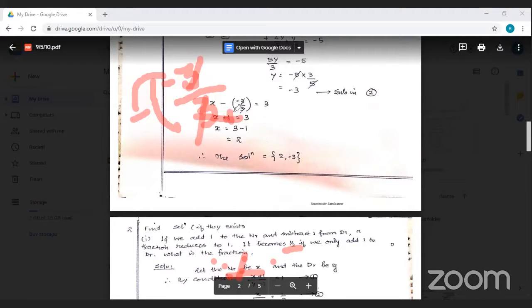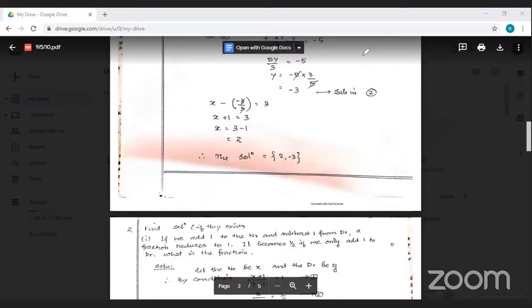Now, the plus 1, if it goes that side, what will happen? Minus 1. Therefore, x is equal to 2, and y is equal to minus 3. Clear?